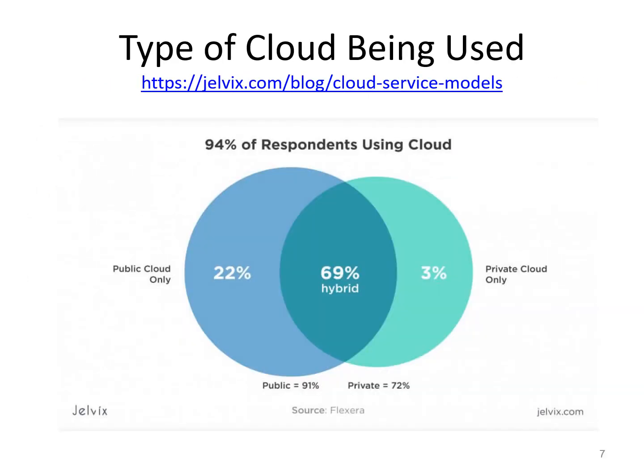This diagram displays some interesting statistics on the use of public, private, and hybrid clouds. 91% of respondents said that they use a public cloud, of which 22% said they only use a public cloud. 72% said that they use a private cloud, of which 3% said they only use a private cloud. This resulted in 69% of them using a hybrid cloud environment. One other number shown is the number of respondents who use a cloud type at all. 94% of respondents said they use some type of cloud.